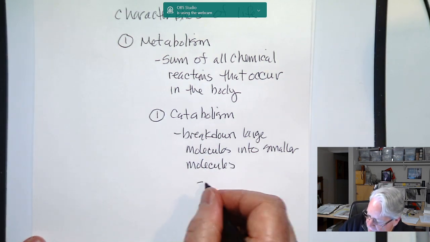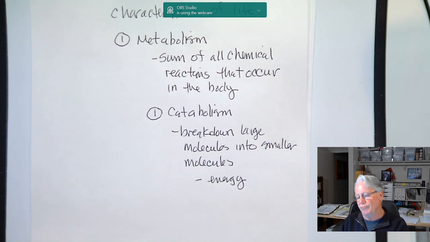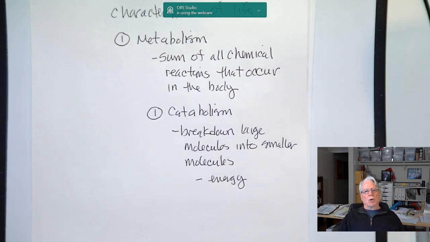And usually we'll get energy out of that reaction. Okay. So this is what happens during digestion. You eat your Big Mac, your order of fries, your chocolate milkshake. It gets into the digestive system. And all of that is composed of very large molecules, carbohydrates, proteins, fats, and so forth.